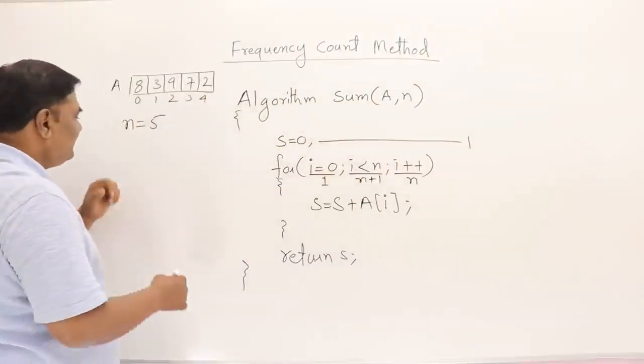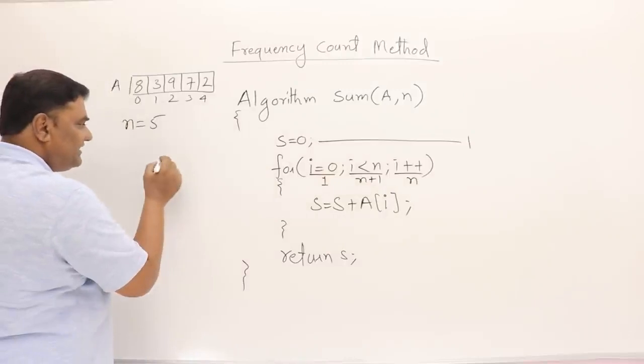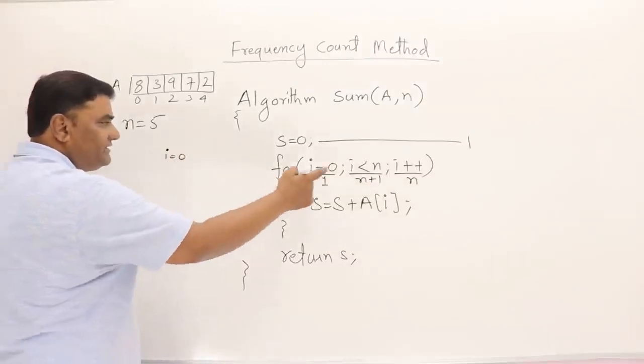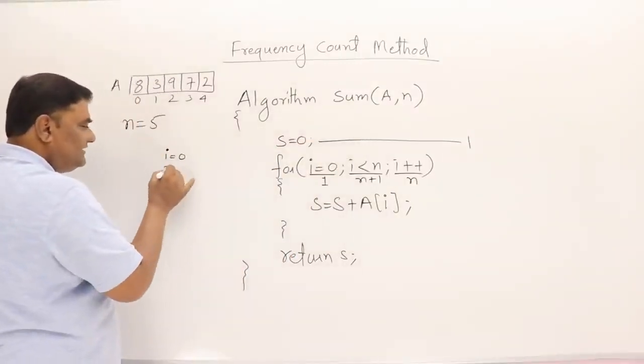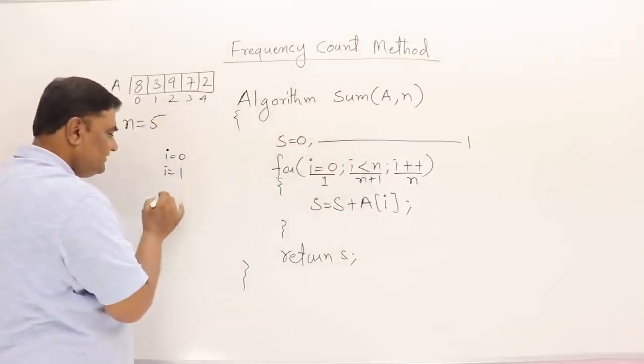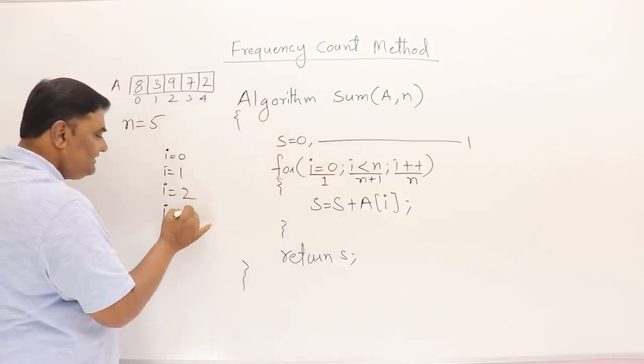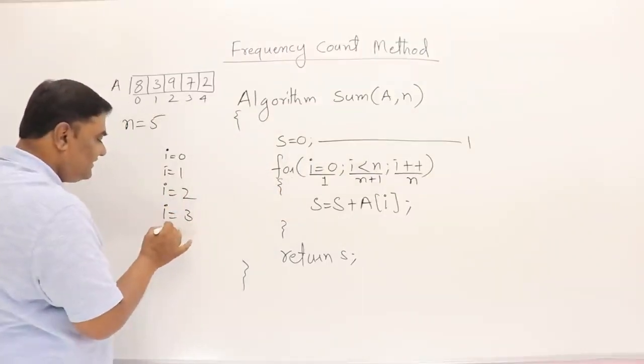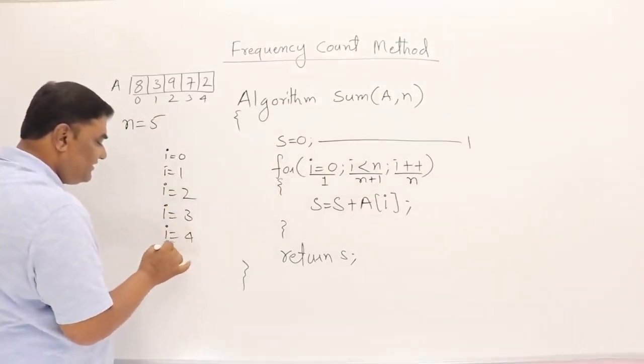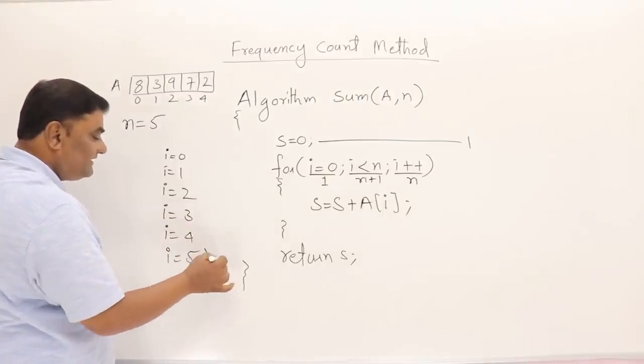How? When n is 5, first i will be 0, and 0 is less than n. When i is 1, 1 is less than n. i is 2, 2 is less than n. i is 3, 3 is also less than n. 4 is also less than n. 5 is not less than n, so it will stop.